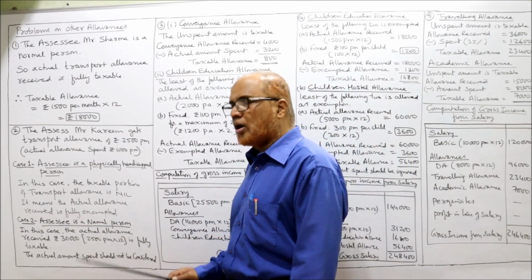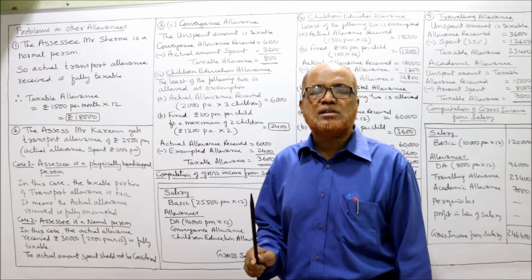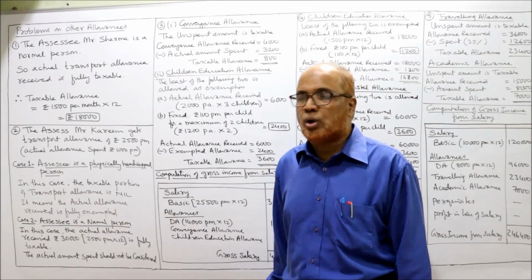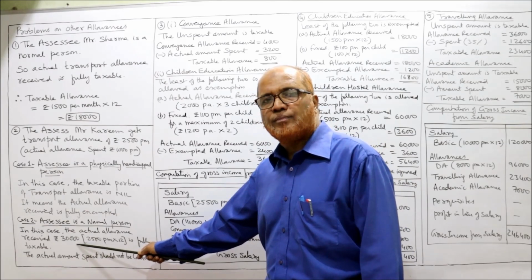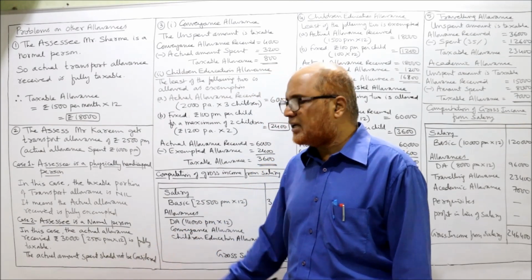Secondly, he is a normal person. If he is a normal person, the actual allowance received is fully taxable. The amount spent should be ignored. So in this case, the actual allowance received is 30,000. How did we get 30,000? 2,500 per month into 12 is fully taxable.